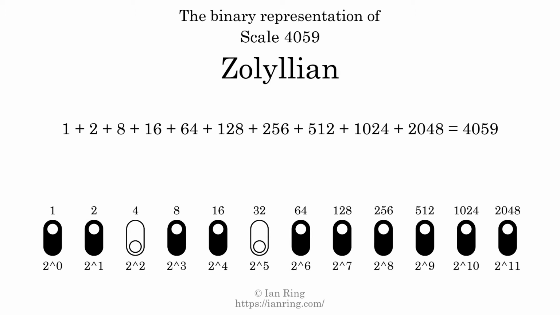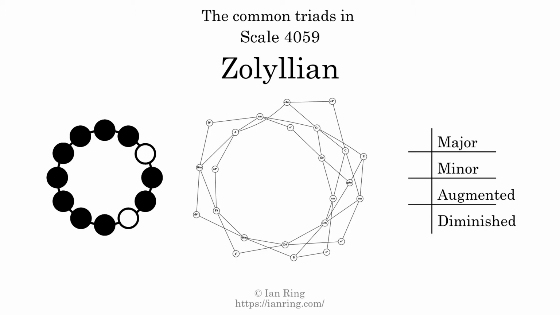The scale number not only enumerates the scale with a unique index, but it also literally describes the tonal content of the scale. Represented as a binary number in base 2, the scale number is 111111011011. Here are the common triads present in this scale.